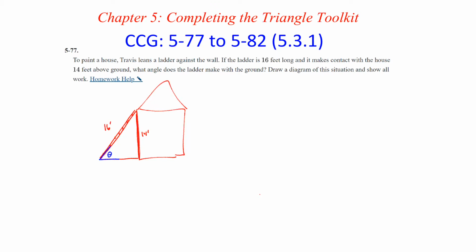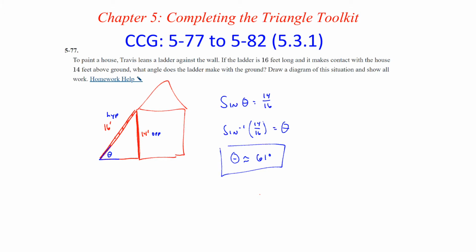What trig ratio uses opposite and hypotenuse? Opposite and hypotenuse would be sine. We'd say sine of theta is equal to 14 over 16. And we would need to work backwards, so we're going to do the inverse of sine for that ratio, and that will give us the angle value. Make sure your calculator once again is in degrees. Do the inverse of sine of 14 divided by 16, or you could reduce the fraction. You should get an angle of approximately 61 degrees. And so that's the angle you would need for the ladder and the ground.